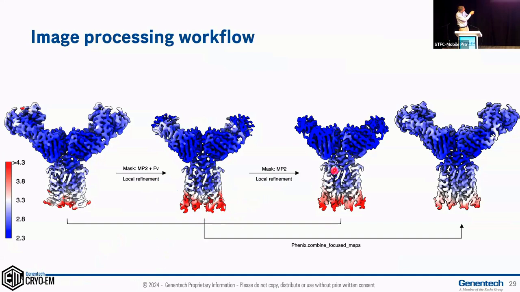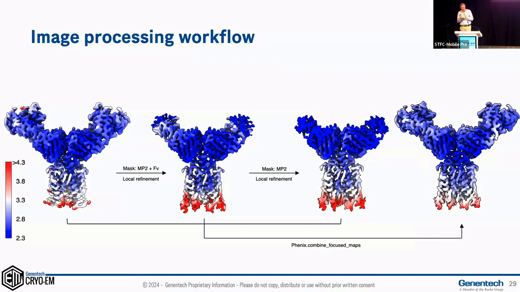If you make the mask even tighter just around the membrane domain of the protein, you get better resolution of the transmembrane helices. Admittedly, this is still not perfect. This is a pretty flexible protein. And then if you combine all of these, there are programs to do this, like in Phoenix, combined focus maps. You take the best bits of every focused refinement and you combine them into a single map. You get good resolution all the way from the constant domains to the end of the membrane protein, but it's a composite map.